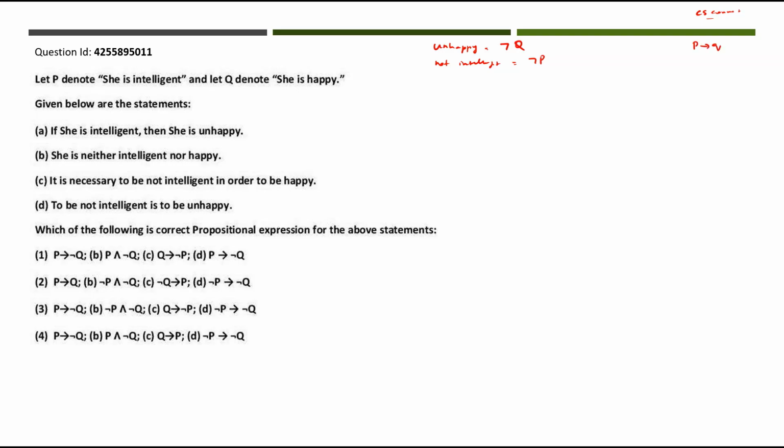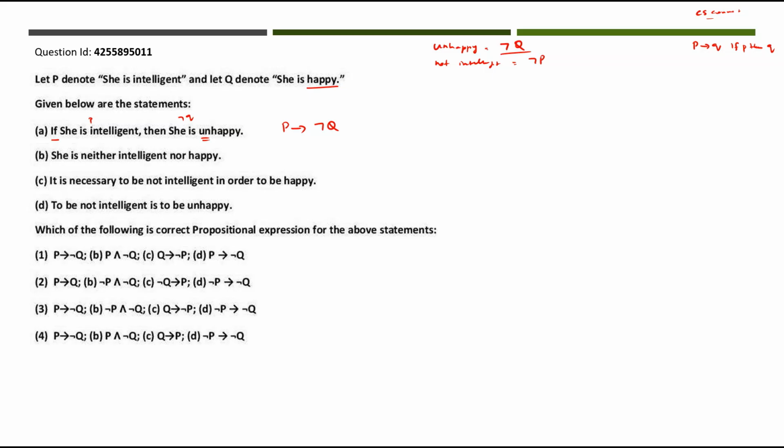P implies Q, which says that if P, then Q. Now this is in the form of if P, then Q. But instead of Q here it is unhappy, so it is the negation of Q. So this can be expressed as P implies negation of Q. If she is intelligent, then she is unhappy. Happy is capital Q. Unhappy is negation of capital Q.